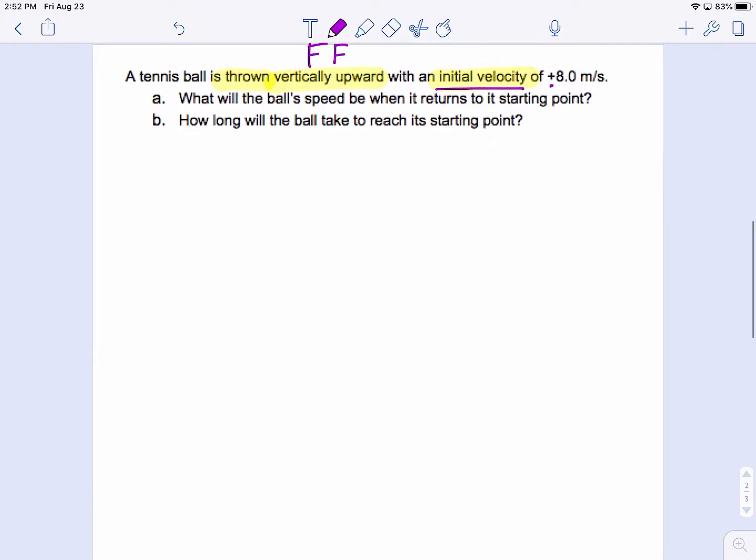So if we draw a picture, here's our tennis ball. It's going to be thrown up into the air with an initial vertical velocity of positive 8.0 meters per second. Now, this y just means that now we're not in the horizontal dimension anymore. We are now in the vertical dimension. It's going to hit like a peak location, and then it's going to come back down to that same starting position.